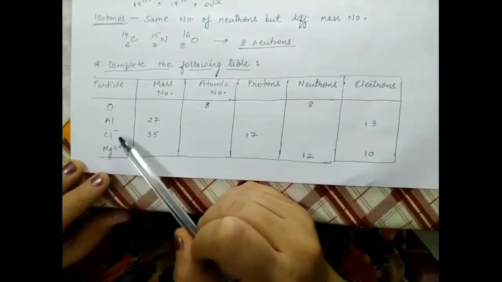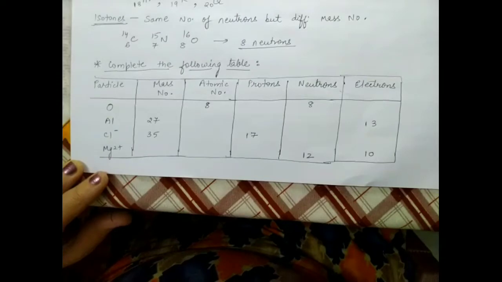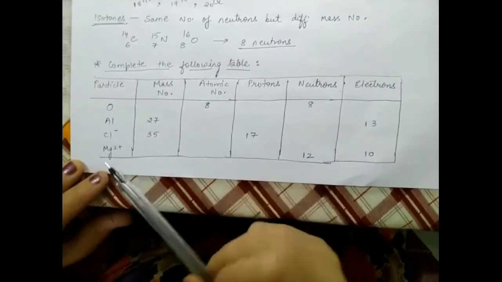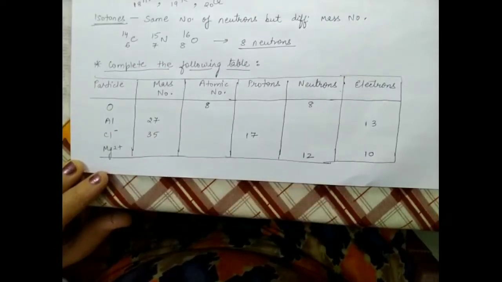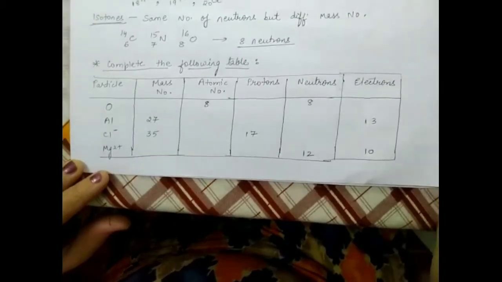And what happens because of this negative and positive charge? No effect on number of protons and neutrons. If negative or positive charge is there, the effect is only on the number of electrons. If negative charge is there, electron is extra, we have to add electron. If positive charge is there, we have to subtract electron. So you will complete this table.